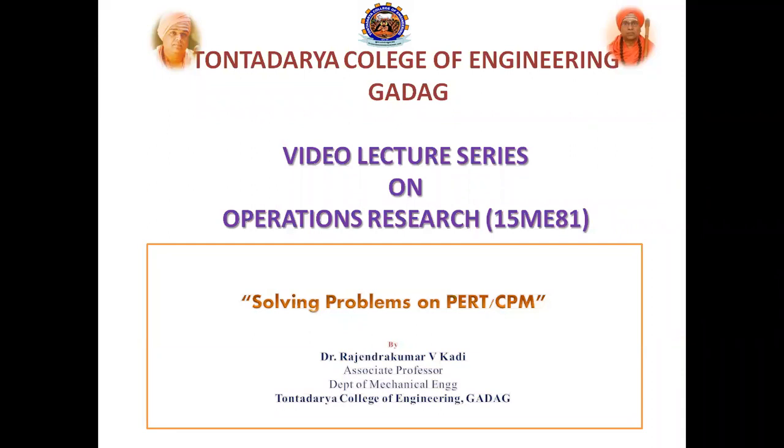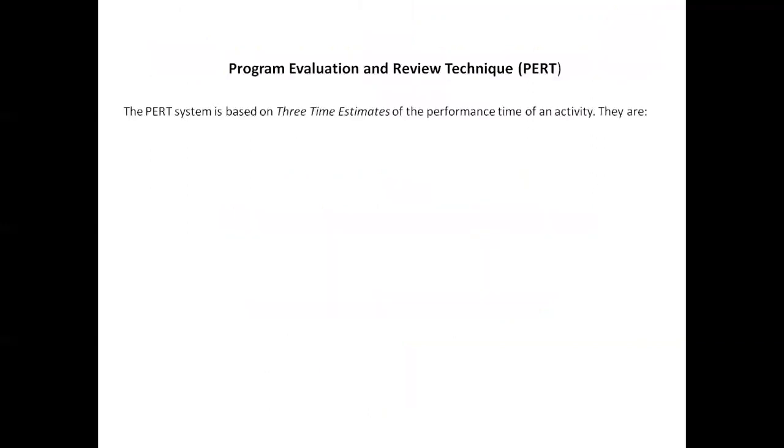As PERT is a probabilistic approach, the time required to execute each activity or the entire project consists of three time elements. Those are optimistic time, pessimistic time, and most likely time. Let us see what exactly these time elements are.